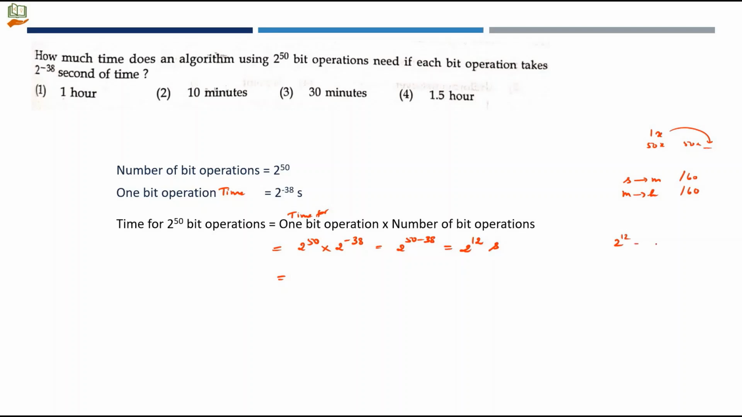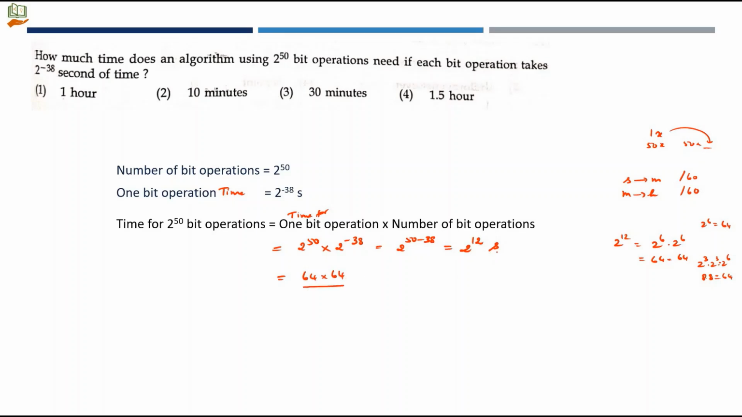2 power 12 can be written as 2 power 6 into 2 power 6. What is 2 power 6? It is 2 power 3 into 2 power 3. 2 power 3 is 8. 8 into 8 will give 64. 2 power 6 will be equal to 64. So this is 64 into 64. Now we will express 2 power 12 as 64 into 64.